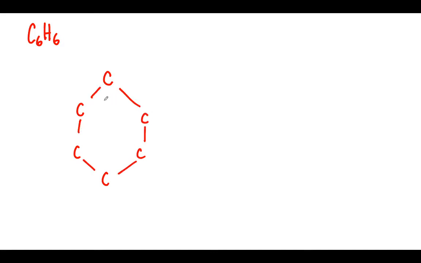Benzene has a chemical formula C6H6, okay? So it's a very specific compound. It has 6 carbons in a cycle, so it's a cyclohexene because it has a few double bonds. It has a double bond here, here, and here, so every other carbon has a double bond. And there are 6 hydrogens as well, a hydrogen at each carbon.